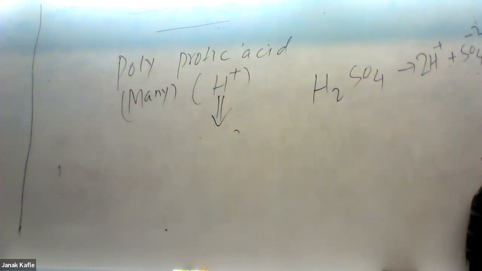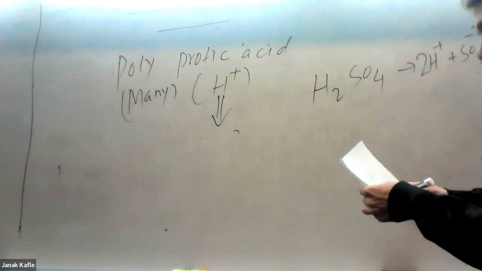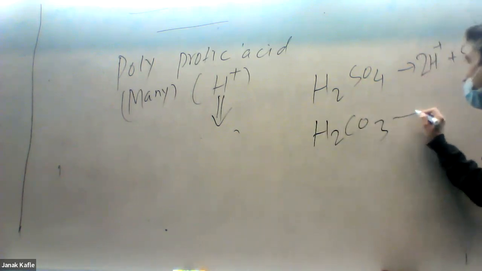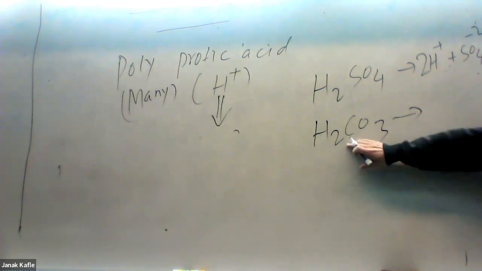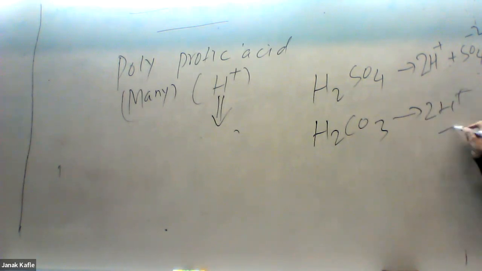Any question? Good. So H2SO4 is a diprotic acid. How about H2CO3? Although carbonic acid is a weak acid, if you put it in water, it also gives 2 protons, 2H+ and CO3 2-. So this is also a diprotic acid. Di means it can give 2 protons if you throw it into water.